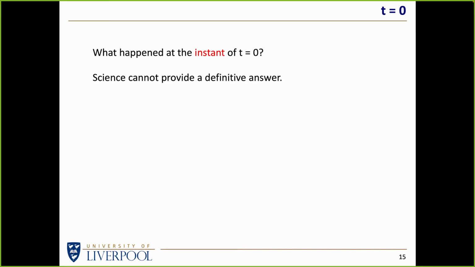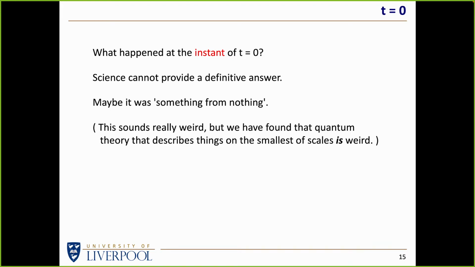We can ask ourselves what happened at the instant of creation, at t = 0. And I'm sure that you realise science does not have a definitive answer to what happened at t = 0. It is widely believed that you can indeed get something from nothing. So it's very difficult to talk about what happened before the Big Bang because time didn't exist in the way that we generally think of it on a day-to-day basis. But quantum mechanics tells us that it is possible to make something from nothing. We believe it's happening all the time.